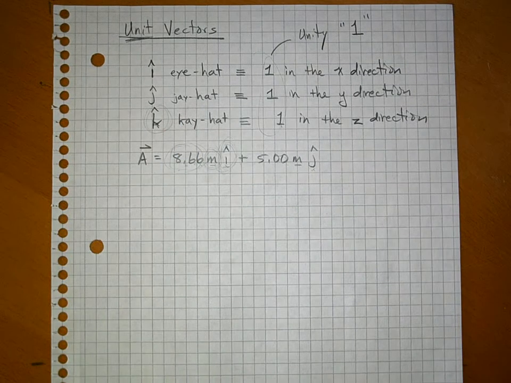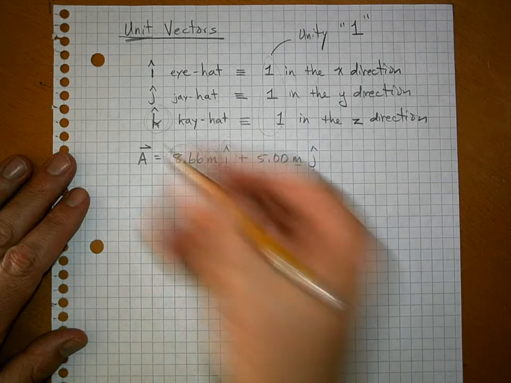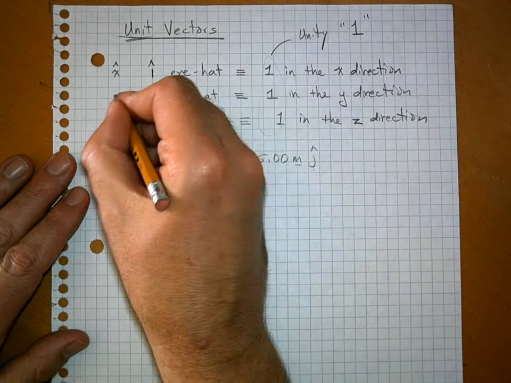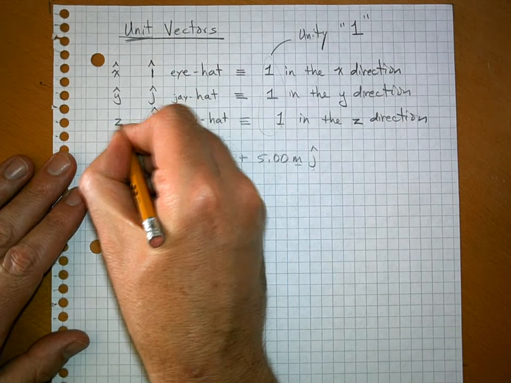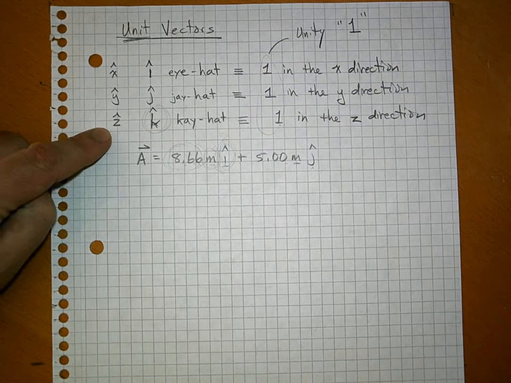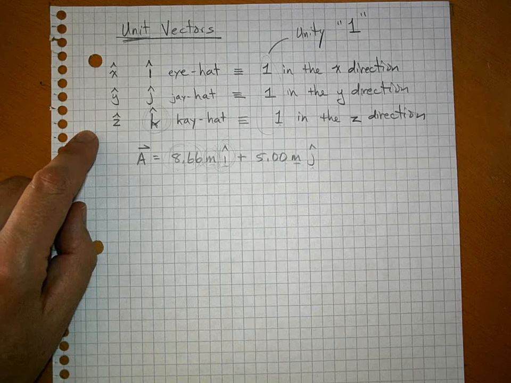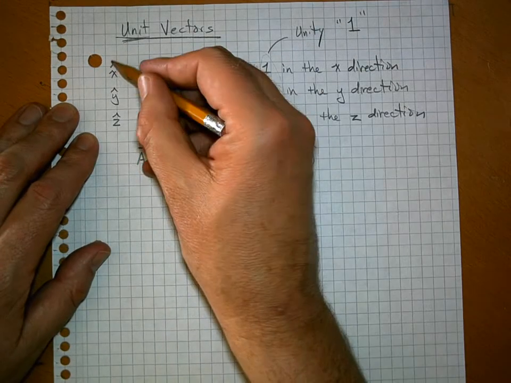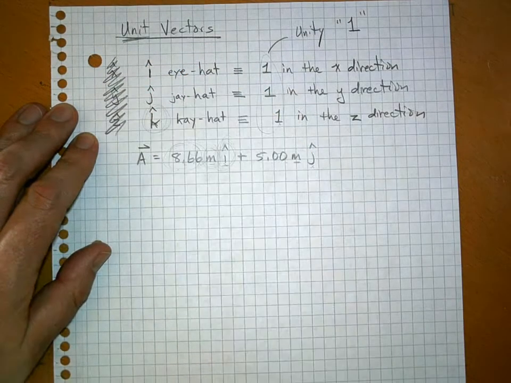Now you might ask, why I, j, and k? Why don't they use x, y, and z? Okay, and they do actually. Later on in your physics training, you will see x hat, y hat, and z hat to mean in the x direction, in the y direction, in the z direction. Isn't this a lot easier? Sure, it is, but you guys are new at doing this.